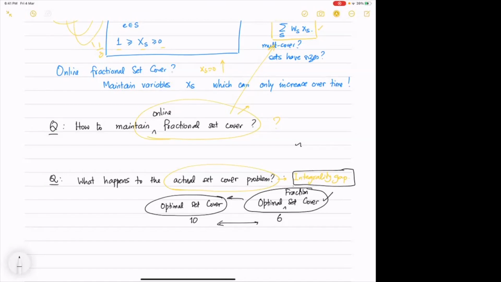For example, for the set cover problem, this gap is log of the number of elements. So there is nothing you can do. Sorry, log of the number of sets, where m is the number of sets. So you will have to incur this much. I keep messing this up. This should be log of the number of elements. You will incur this much loss in your competitive ratio, just because you're going via the fractional route.